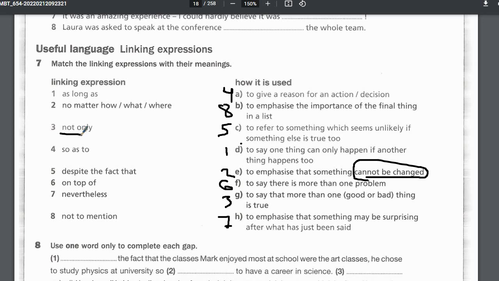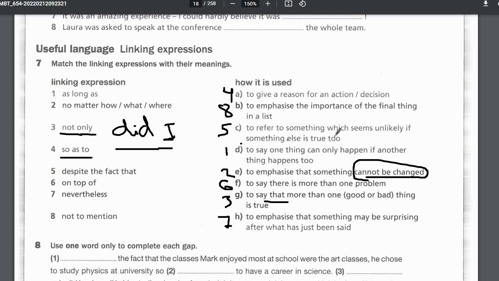Not only, this is for emphasis. So not only did you pass the exam, you also got a 10. So not only, remember, with inversion, most times you see it with past simple. So not only did I, inversion means that it looks like a question: did I pass the exam? Not only did I pass the exam, I also, normally with also or too, I got a 10 too. So as to is the same as in order to. The reason why you're doing something: you come here so as to learn.